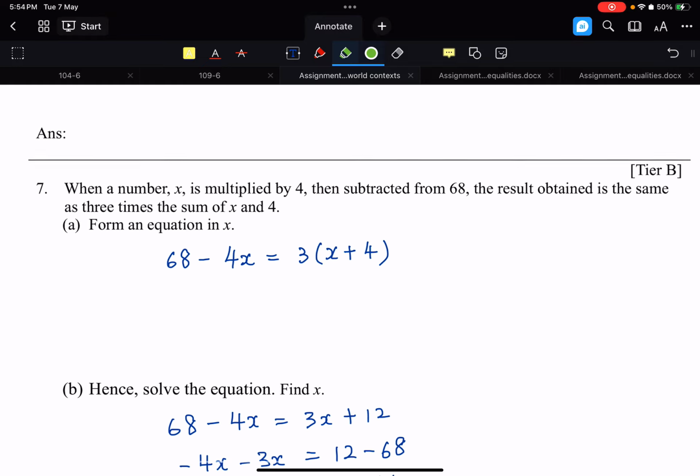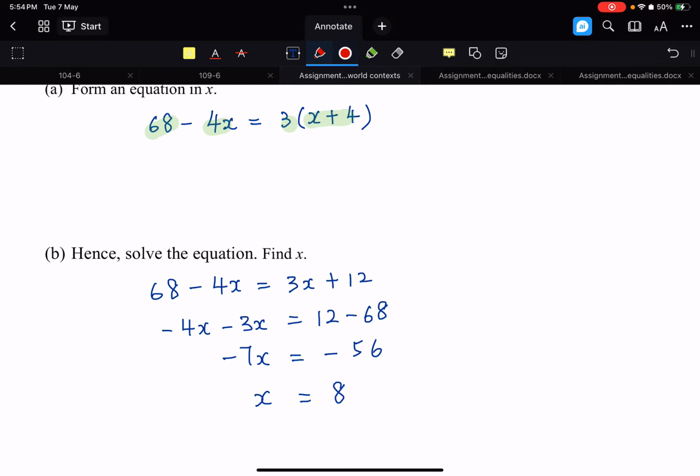The next example, this time round there's a number x, when multiplied by 4, which is what we have over here, and then subtracted from 68, the result obtained is the same as 3 times the sum of x plus 4, so 3 times over here. So we got that right there, right? Solving it, we expand by distributing to get this situation, and then after that we apply what we have learned in the previous segment of how to solve algebraic equations to get the final result where x is equal to 8.